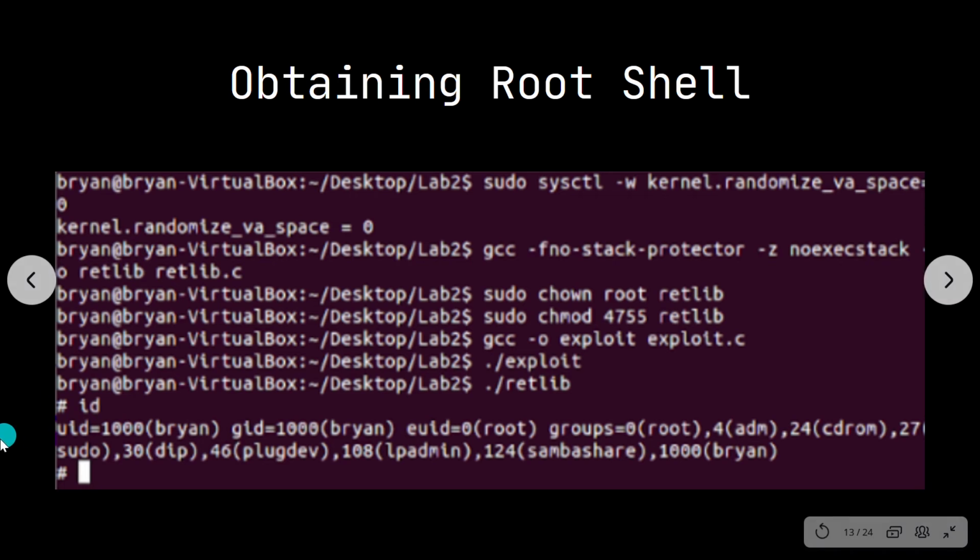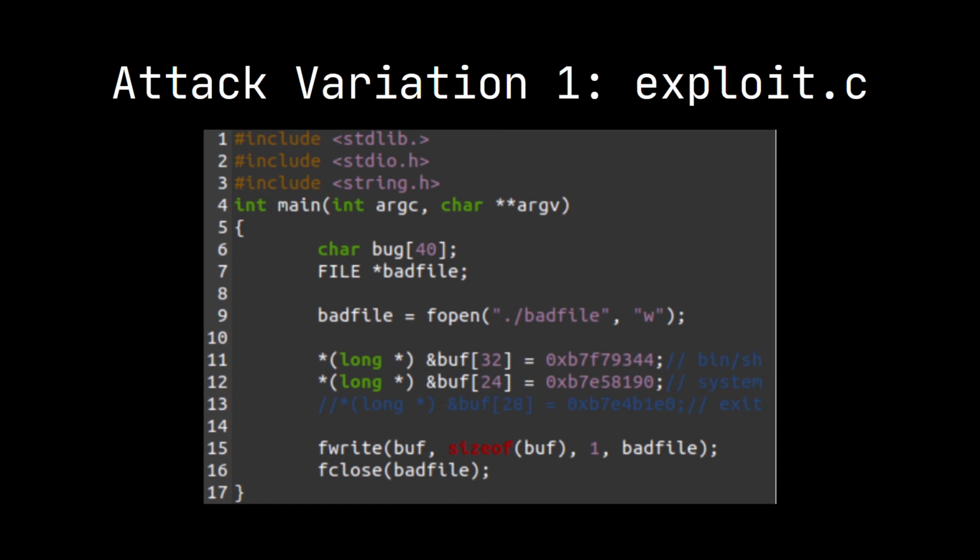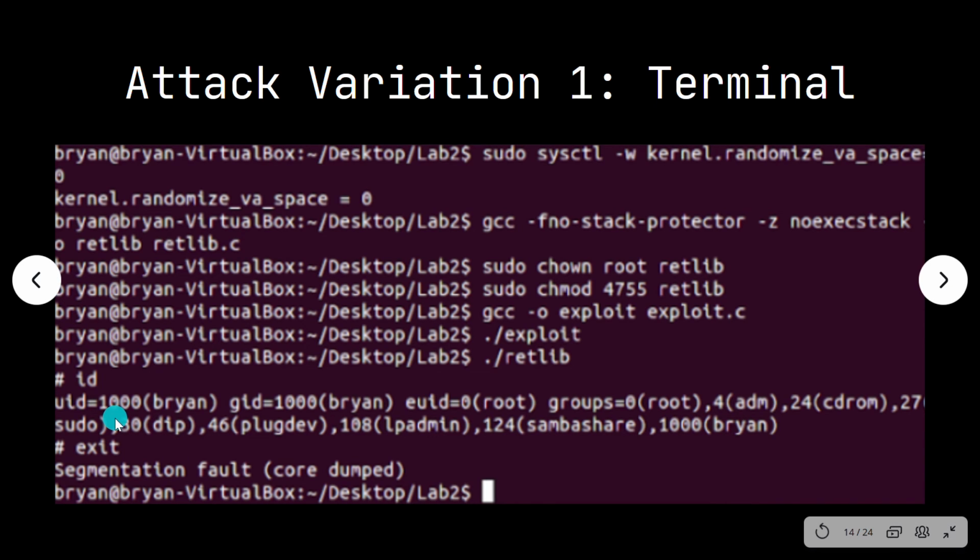So this is the first variation of the attack. With this one, you can see this is the code that we used, and in this one, the exit function is not necessary when obtaining a root shell. However, as you can see here, we noticed that the exiting of the shell resulted in the segmentation fault, core dumped. So that's from variation 1 without necessary use of the exit.